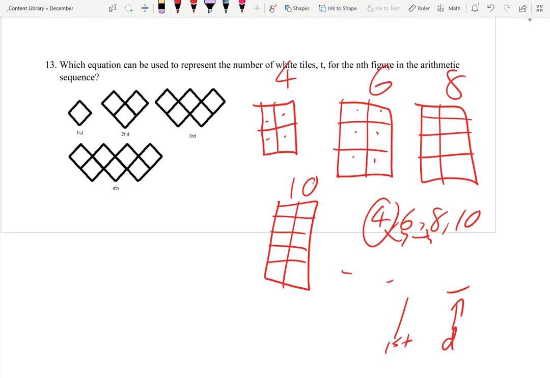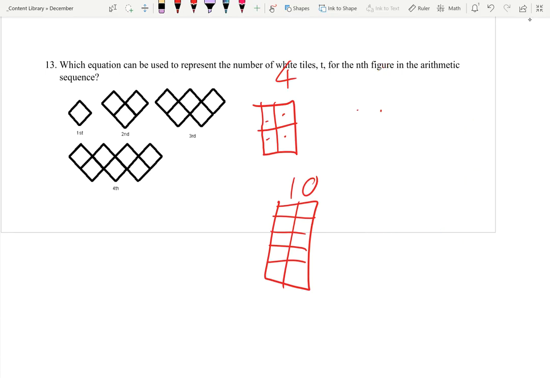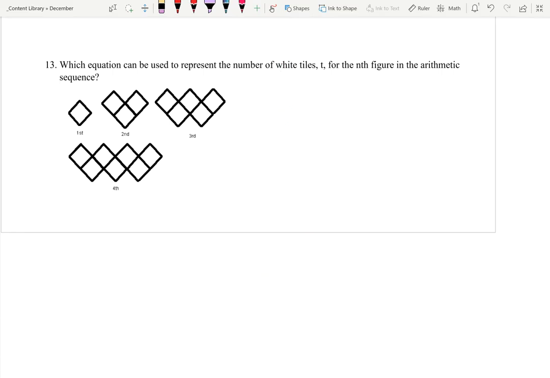So don't let shapes freak you out. They look confusing and all, but really just turn them into numbers. That's the most important thing I can try to explain to you. Turn them into numbers. And then that's it. Hopefully, you know what you're doing now.